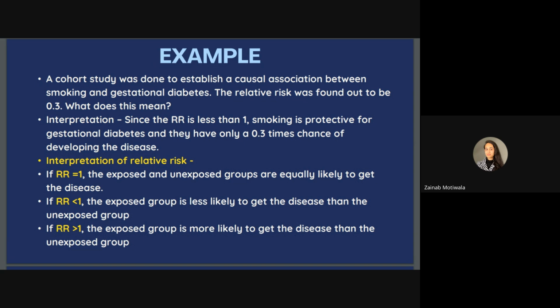So a relative risk of 1 would show that the exposed and unexposed groups are equally likely to develop the disease, and therefore there is no association between the two. A relative risk less than 1 shows that the exposed group is less likely to get the disease than the unexposed group, and therefore it is protective. And a relative risk of more than 1 would tell us that an exposed group is more likely to get a disease, and therefore there is a positive association between the two.